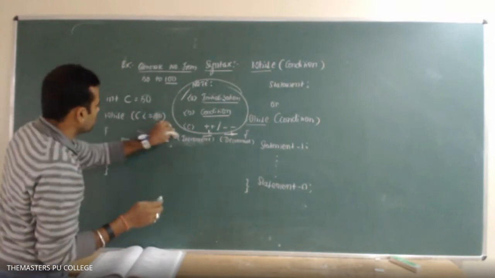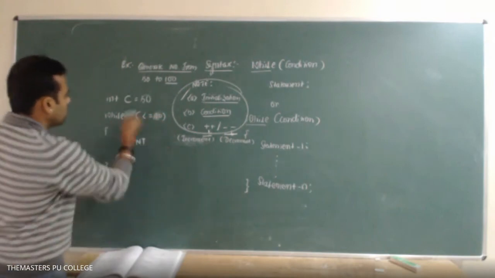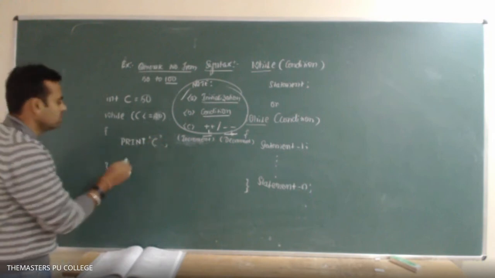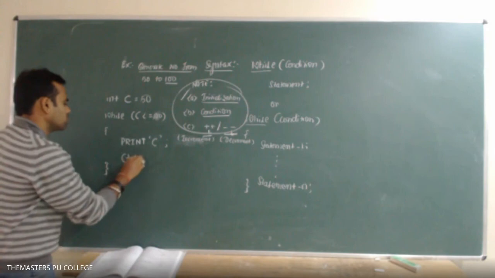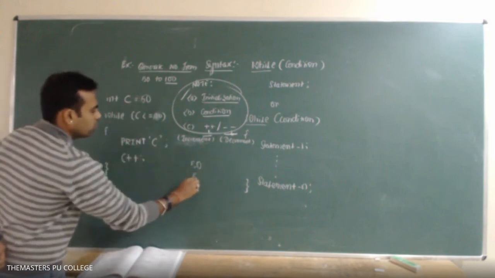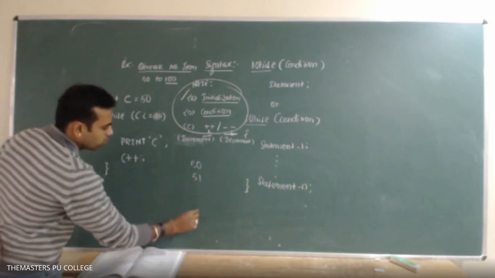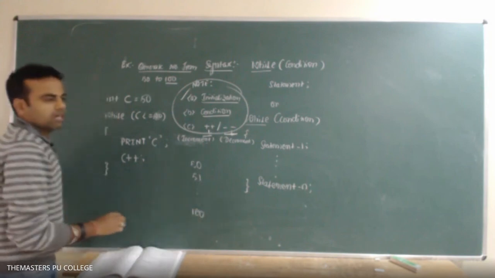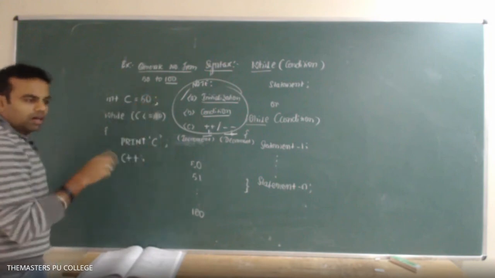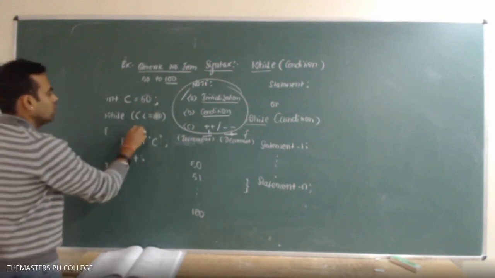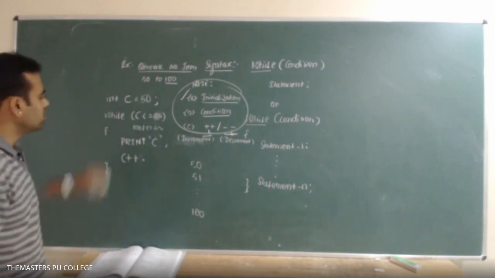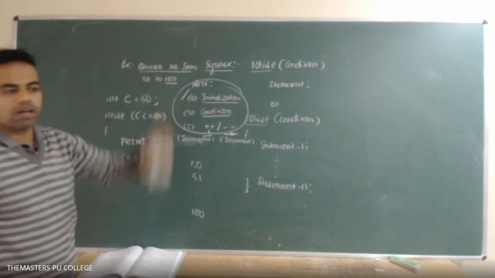Then I need to print the variable I have taken, that is c. The increment value is c plus plus. The first 50 will be printed, then 51 will be printed, and it goes on up to 100. After that it increases the value, and c becomes 101. Then 101 is less than or equal to 100, the condition is false, and the loop will be terminated. So I generated the numbers from 50 to 100.